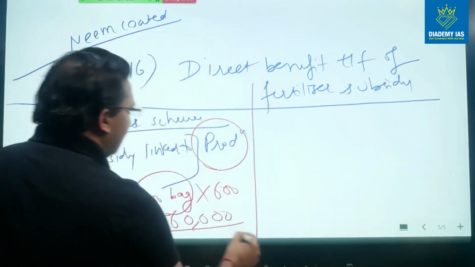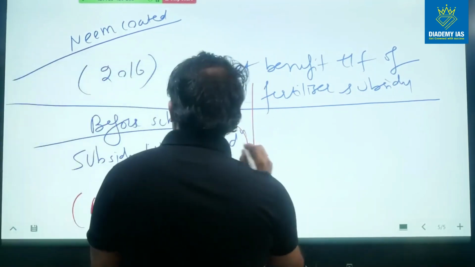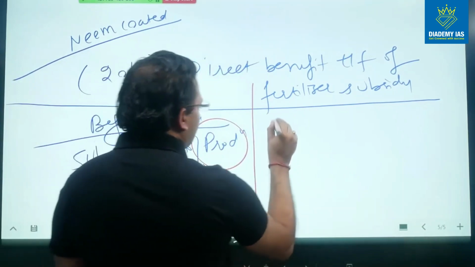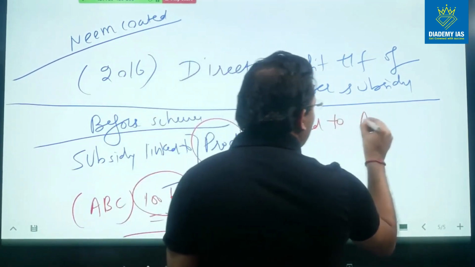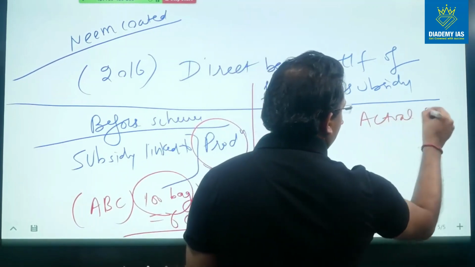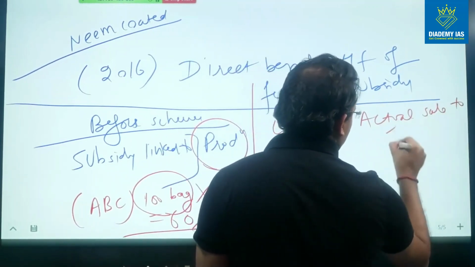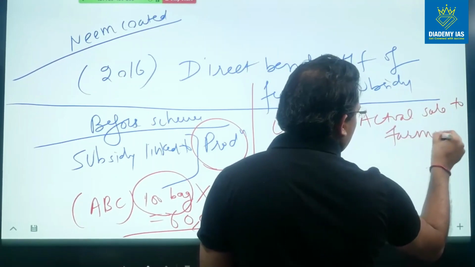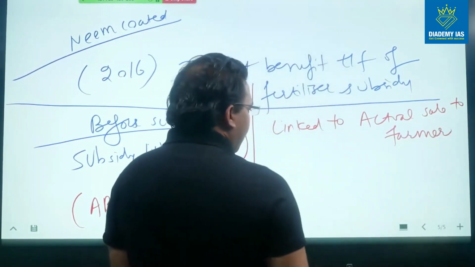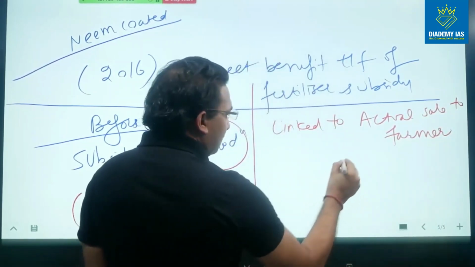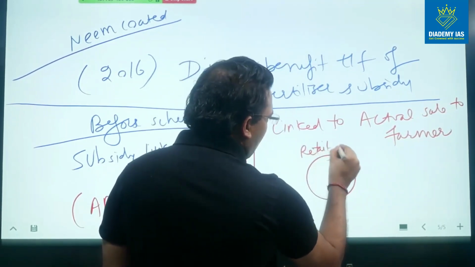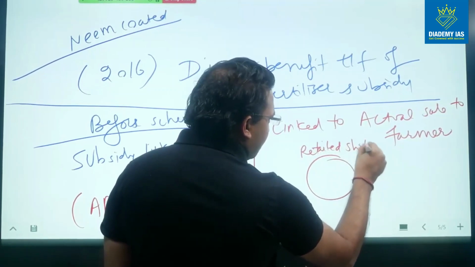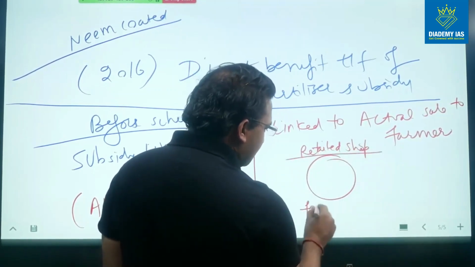In the new scheme, in the DBT scheme, this subsidy is linked to the actual sale to the farmer, right? So how will this function? In this case, what will happen? This is the retail shop which is authorized by the government. In this retail shop, fertilizer is being sold.